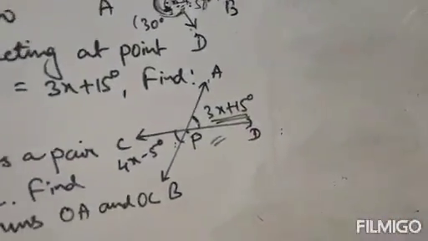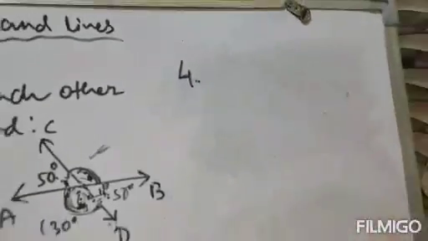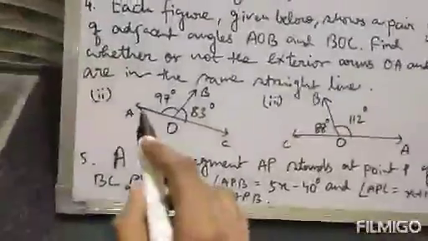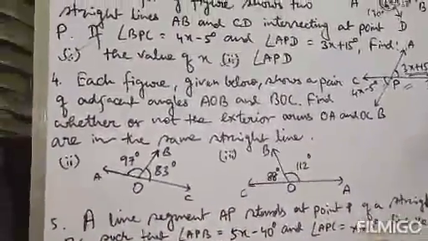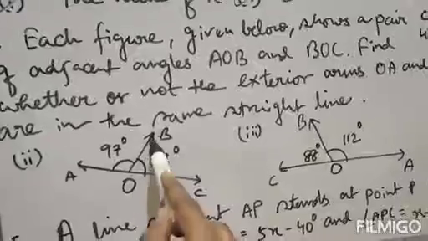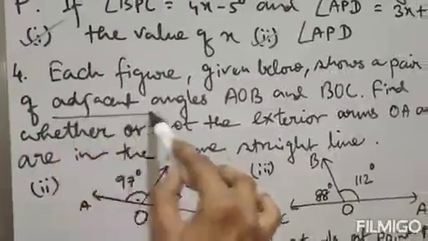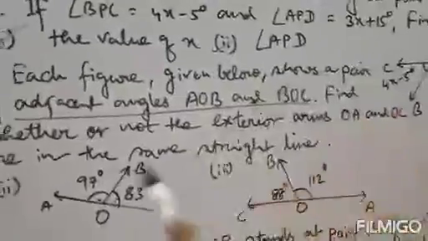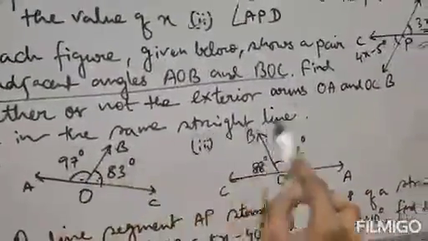Question number 4. So question number 4 is that each figure given below. There are two figures, 4.2 and 4.3. Each figure given below shows a pair of adjacent angles AOB and BOC. So from the first figure we can see that AOB and BOC are adjacent angles. Clear? Find whether or not the exterior arms OA and OC are in the same straight line.